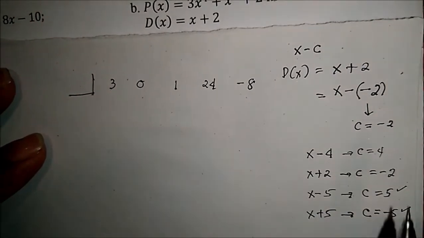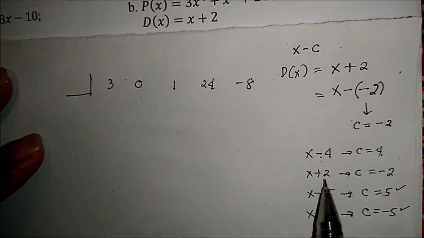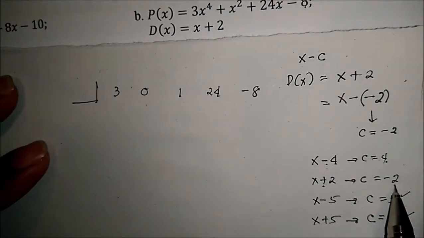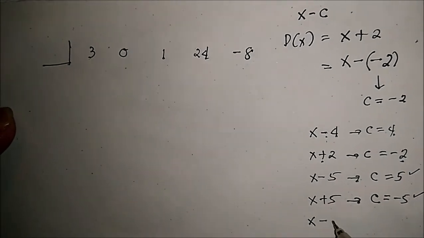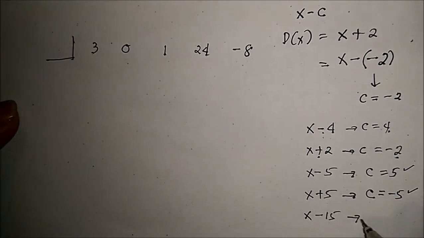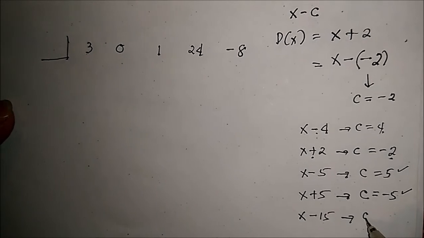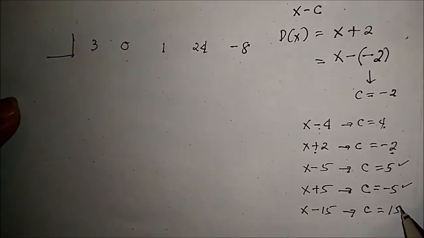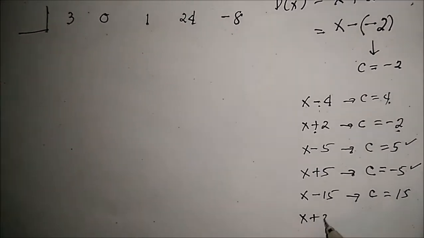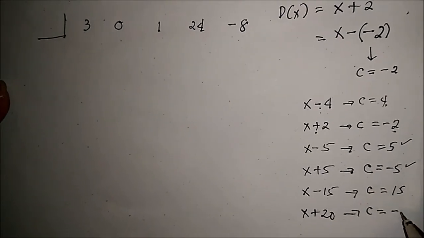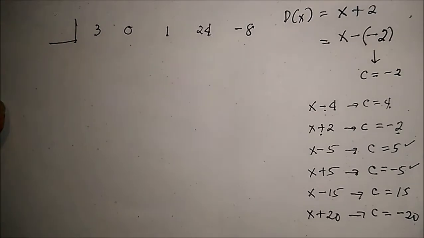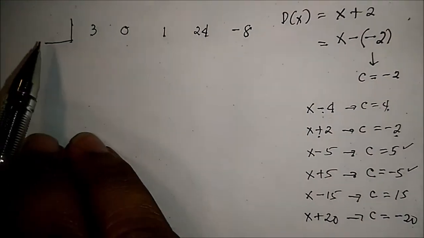Now, what's the technique? If this is minus, this should be positive. If this is plus, this should be negative. So we always change the sign. Thus, if we have x minus 15 as the divisor, then the synthetic divisor is positive 15. And if we have x plus 20 as the divisor, then the synthetic divisor should be negative 20. Ganun lang kasimple, no? Okay, now, balikan natin dito.